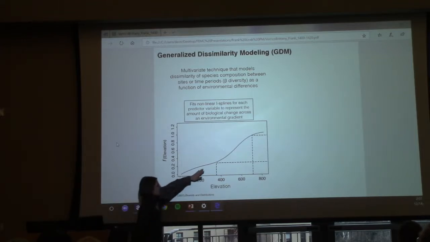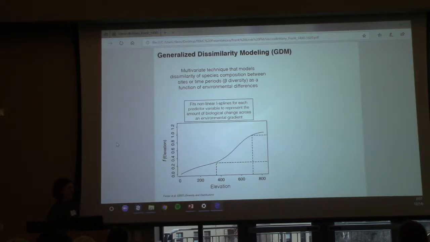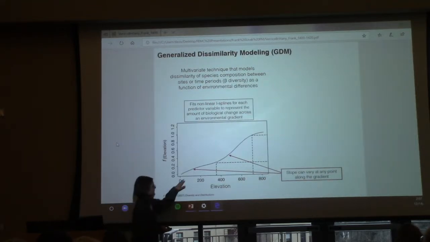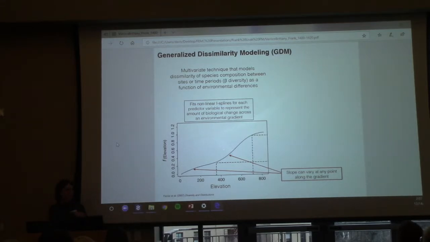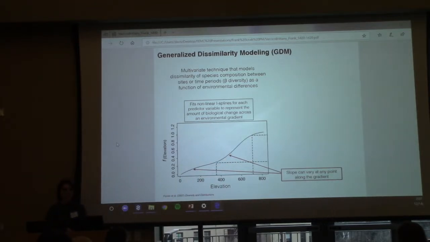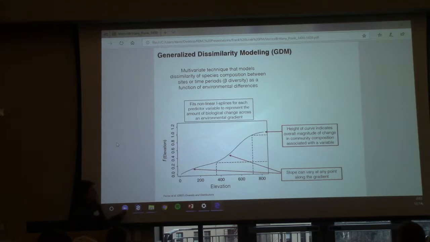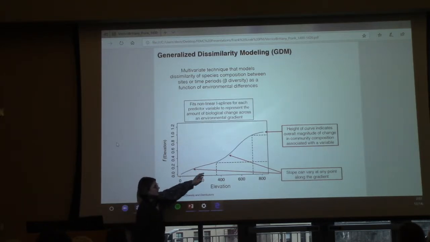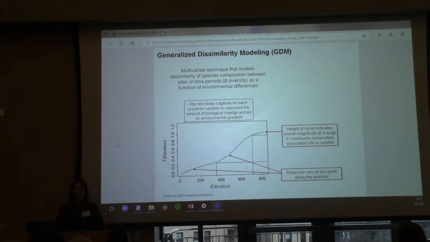And these splines, or the response curves, represent the amount of biological change at any point along an environmental gradient. So for example, the slope can vary at any point along this elevational gradient here in this example. When the response curve is relatively flat, it's indicative that there's not a lot of change in species composition in that particular area of the gradient. And when the slope is steep, it's indicative of a high amount of turnover in species composition in that particular part of the elevational gradient. So not only is it important to look at the shape of the response curve, but the height of the curve also indicates the overall magnitude of change in composition associated with a particular variable.